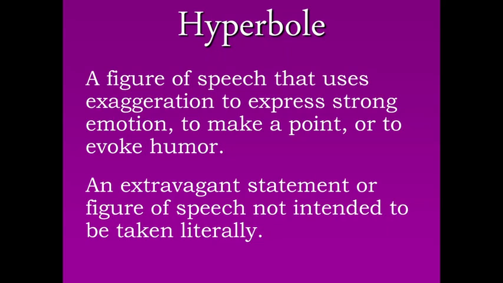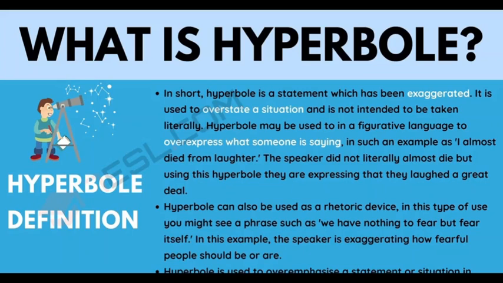Let's see what is hyperbole in detail. In short, hyperbole is a statement which has been exaggerated. It is used to overstate a situation and is not intended to be taken literally. Hyperbole may be used in figurative language to overexpress what someone is saying. In an example such as, I almost died from laughter, the speaker did not literally almost die, but using this hyperbole, they are expressing that they laughed a great deal.